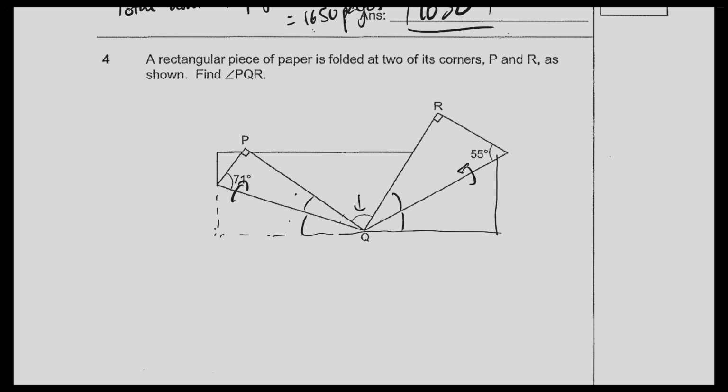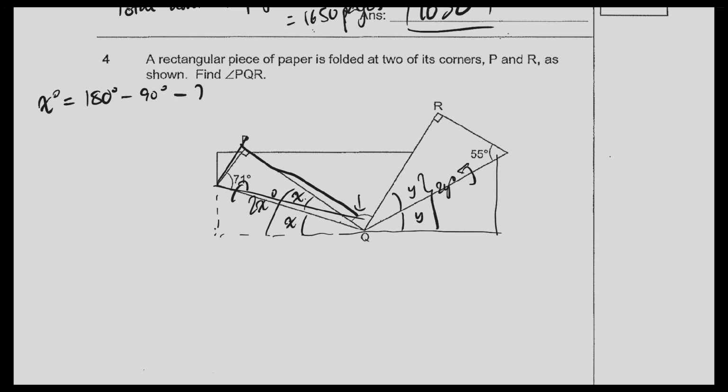We also have to notice that this angle, let's call it X, because it is folded over, is exactly the same as this angle X. So together it's just 2x degrees. Similarly for this angle Y, together it's just 2y degrees. So what is X? We see that this is a triangle. To find X, we use angles in a triangle: 180 minus 90 degrees minus 71 degrees, we'll get 19 degrees, due to angles in a triangle.